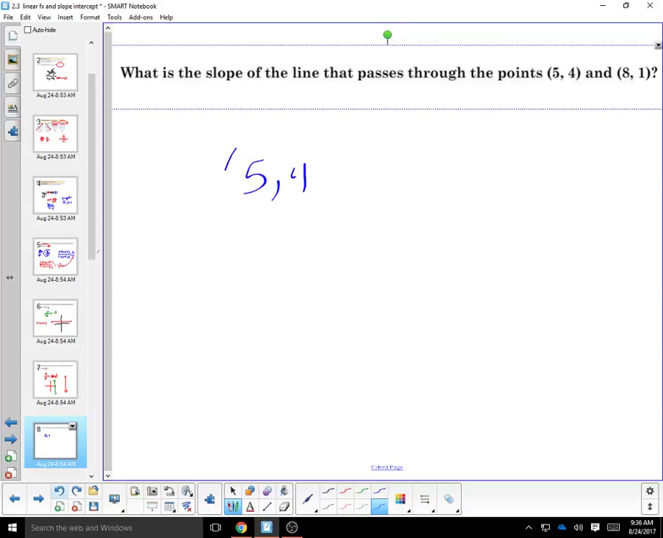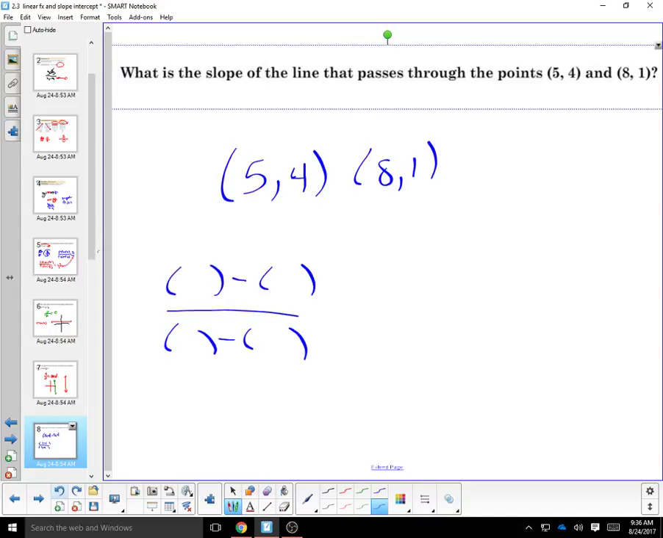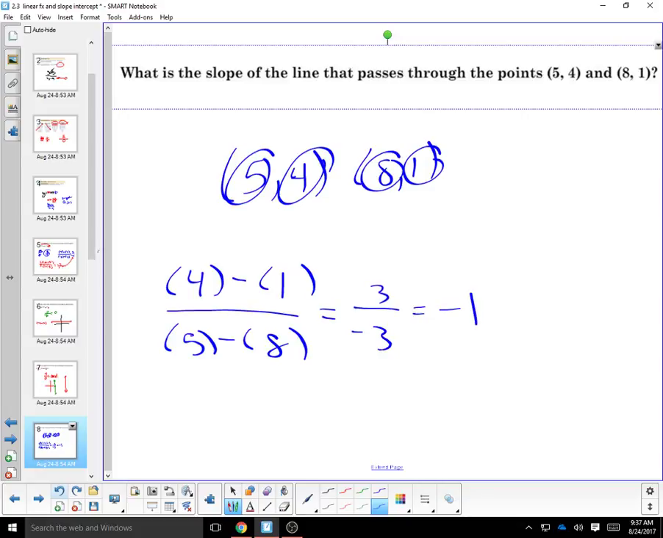Okay, so 5, 4 and 8, 1. Now how you do this is up to you. If you want to do the formula because you have to, that's fine. It's still just, we're just still trying to find it. So I'm going to go parentheses minus parentheses, parentheses minus parentheses. Let's start with the x, changing y. Here's a y, there's a y. 4, 1. Here's the x, here's the other x. 5, 8. So we've got 3 and -3. That simplifies to -1. And we're done. There's your slope.